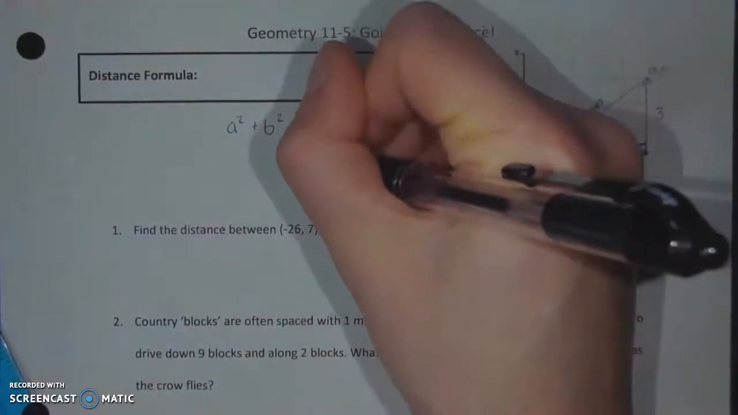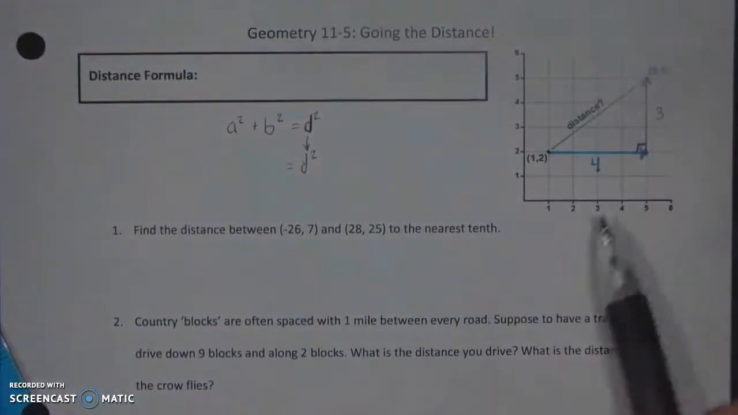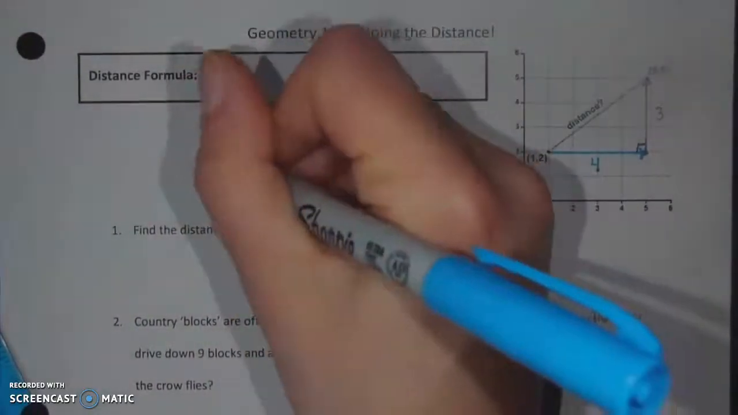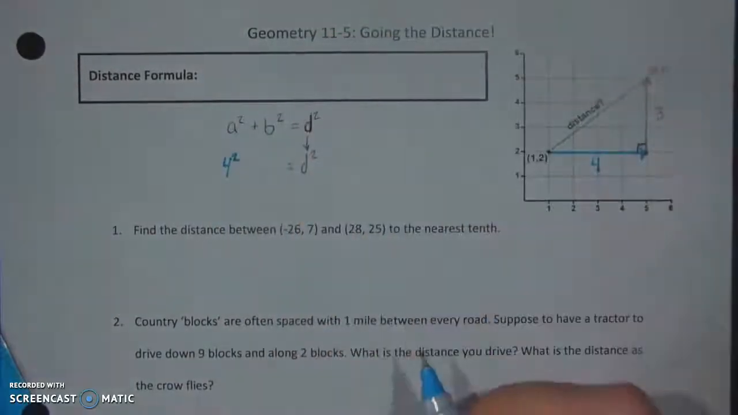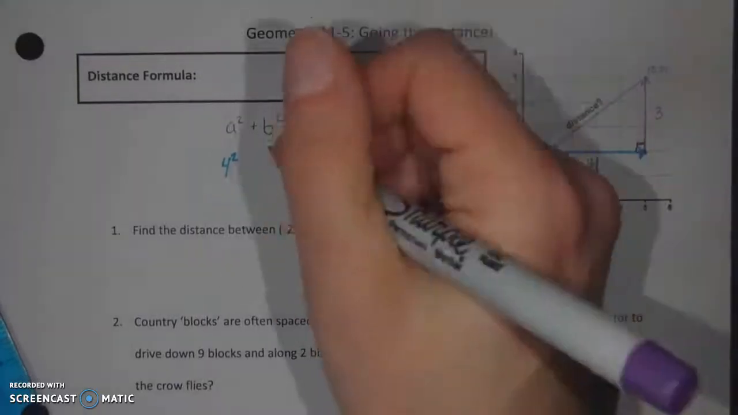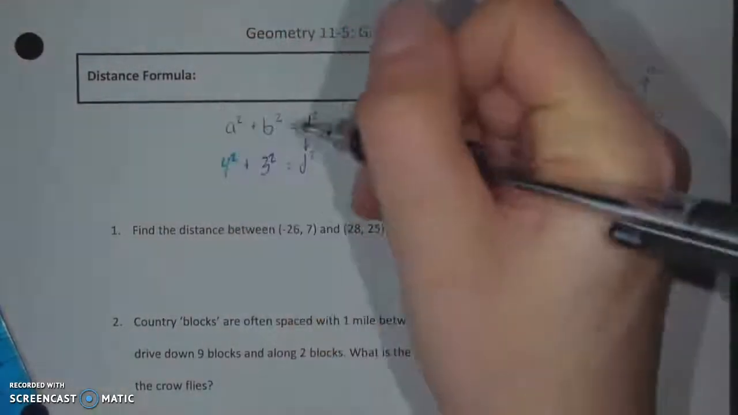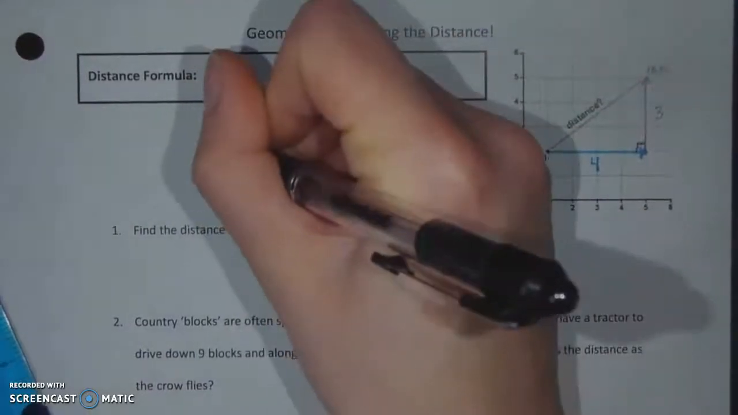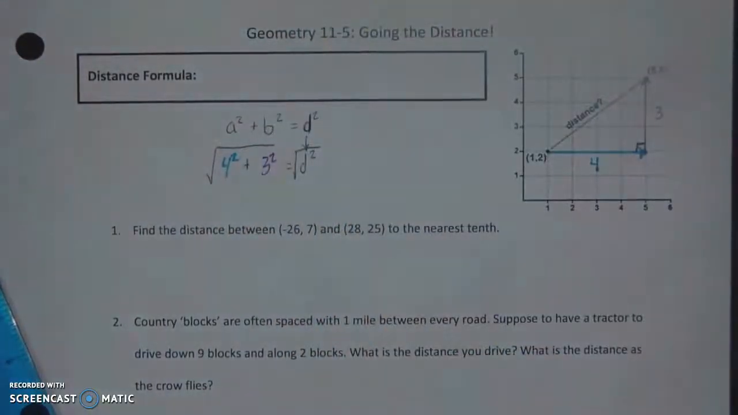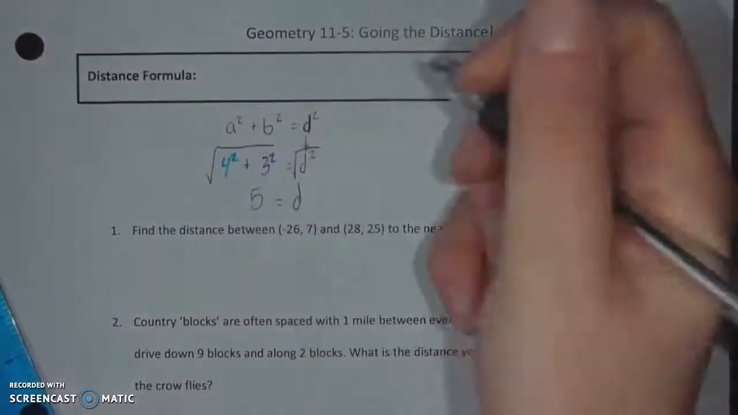And when I'm looking at my a value, I'm talking about one of the legs, so I'm just going to call that the 4 squared. And my b value would be the other leg, or 3 squared. So I can find out what my distance is, that hypotenuse, by just taking the square root of both sides. And if you solve this, you'll find that d is equal to 5. So I can find my distance using the Pythagorean theorem, which is pretty great.